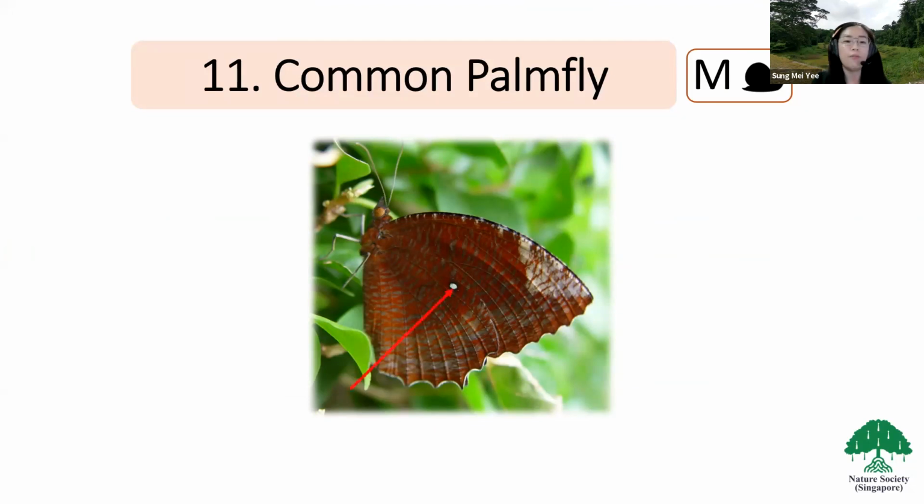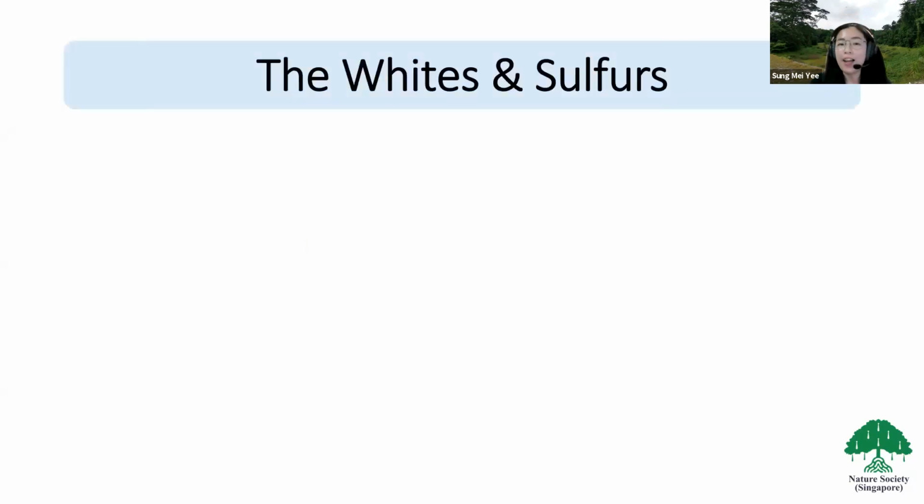You can look out for this white center spot. They have this white center spot on their brown wings, and they also have this thumbprint mark. They have a fingerprint mark at the tip of their forewing, as if someone is picking up the butterfly like this. So this is how you identify the common palm fly. And that's our last butterfly from the brush-footed butterflies family.